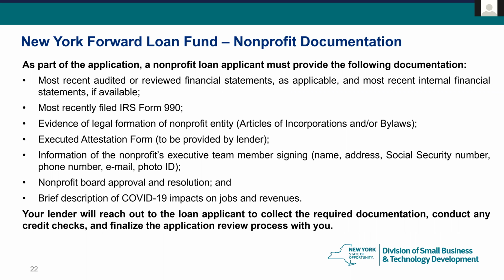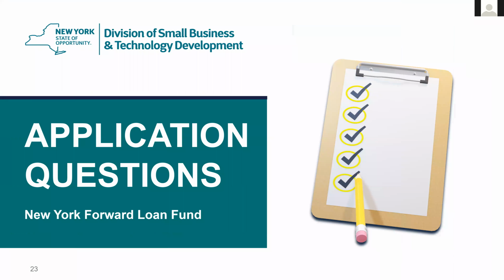Information on the nonprofit's executive team member who's going to be signing, which is basically their personal information, but you'll notice we don't pull a credit report. There's no credit reporting required for that person when it comes to a nonprofit. There's no credit checking as far as credit reports are concerned with nonprofits. You're going to need board approval from your board of directors, a resolution to borrow, and a brief description of your COVID-19 impacts on jobs and revenues. That really goes along with that use of funds document. And then once again, the lender is going to reach out to the loan applicant to collect the required documentation and conduct credit checks and so forth.